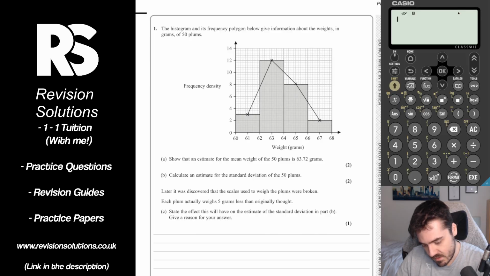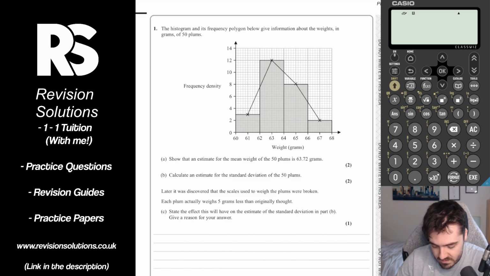Question 1 is about the weights of plums and it's a histogram. Part A says, can we estimate the mean weight of the 50 plums? To get an estimate from a histogram for the mean, we need to use linear interpolation. Basically we're going to assume that every data point is evenly spread in each set, so the average is just the midpoint of each set. So we can take every data point as the midpoint of each set.